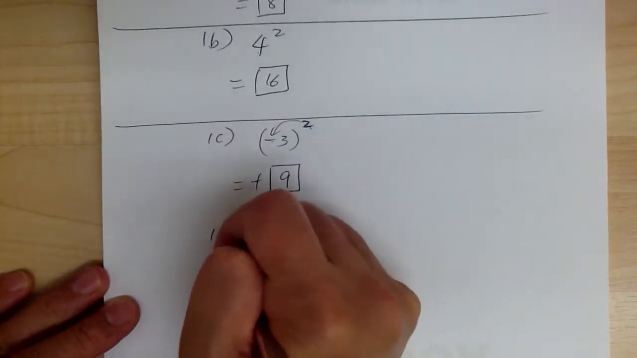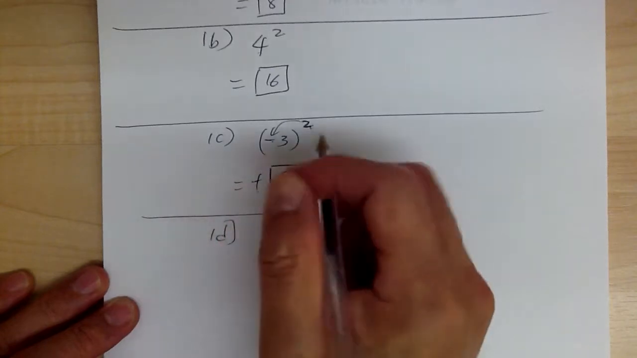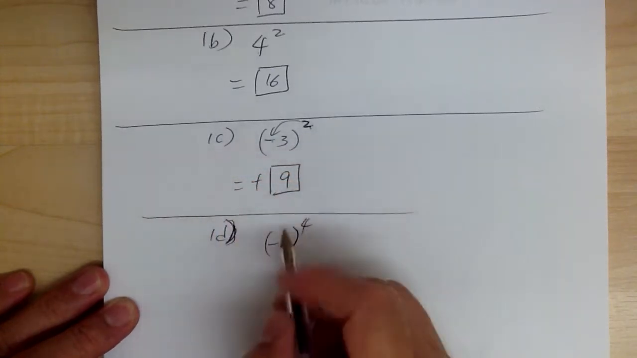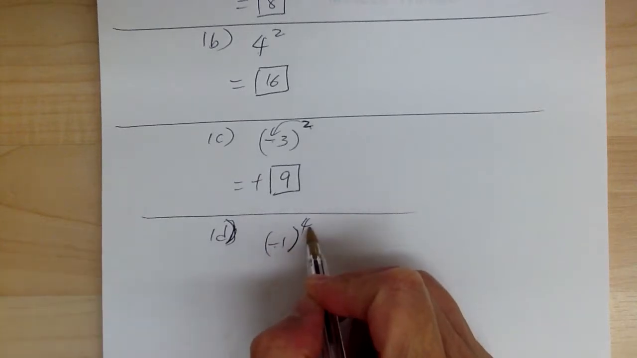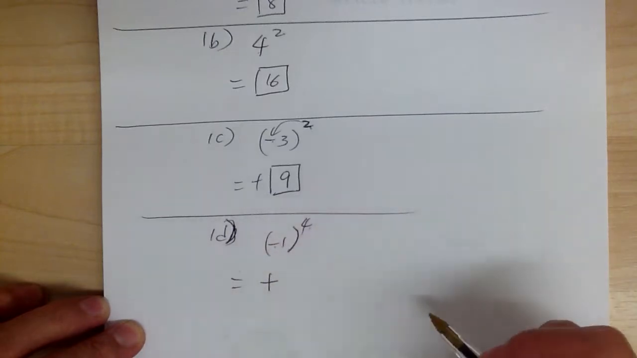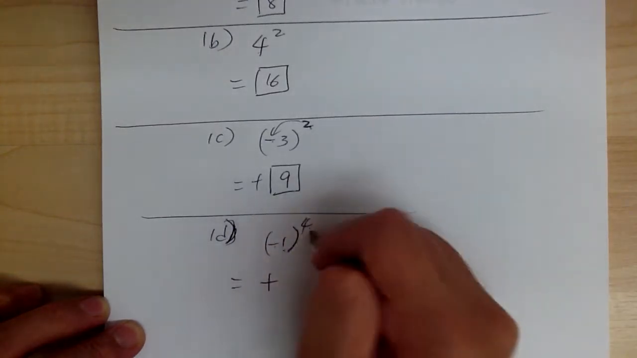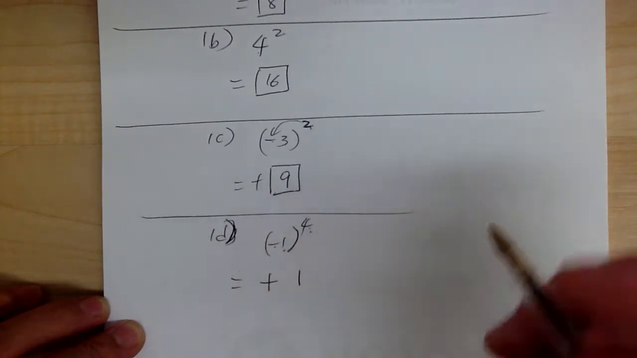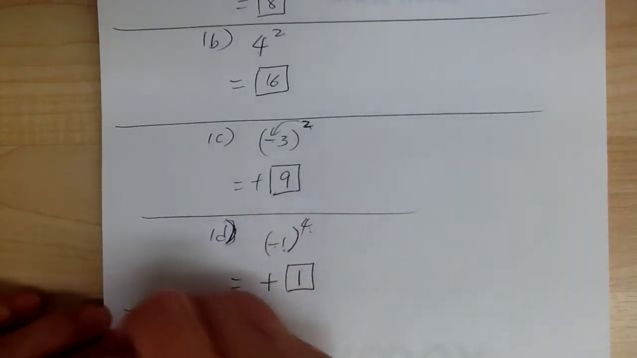Okay, let's go to 1d. You got -1 to the 4th power. When you have an even number of negatives, you're going to get positive. So first you take care of the sign, so it's positive. 1 to the 4th is going to be equal to 1. 1 to the 4th power means 1 times 1 times 1 times 1. So the answer would be equal to 1.